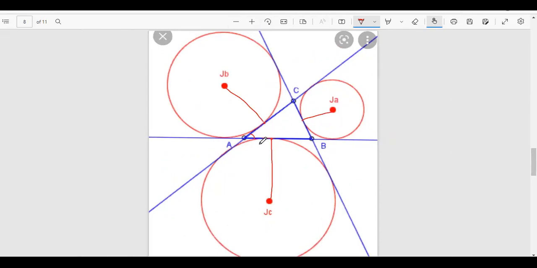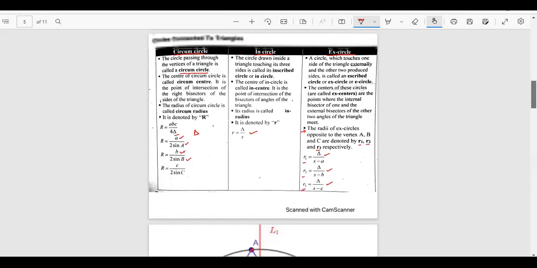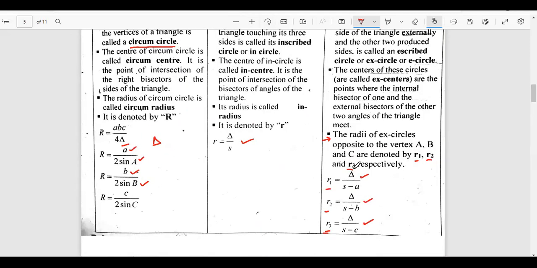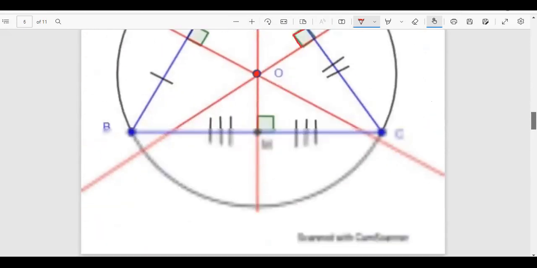Okay, so we'll be finding out the area, and the selection of the formula would depend on which circle they're talking about. Let's say they are talking about R3. So what is this? R3 would be opposite to the vertex C. And this is going to be the formula.